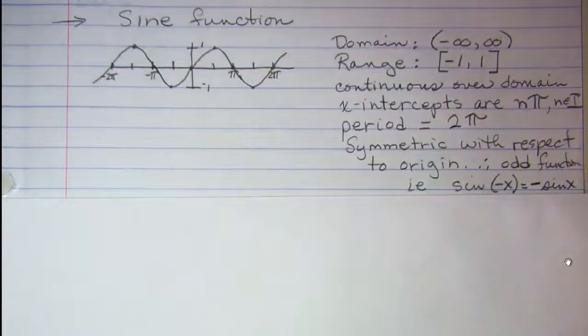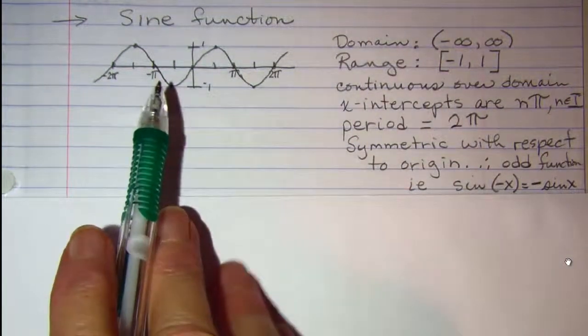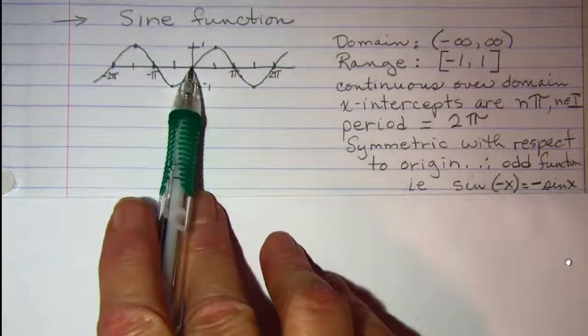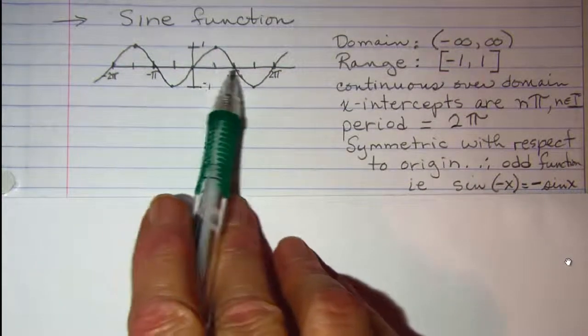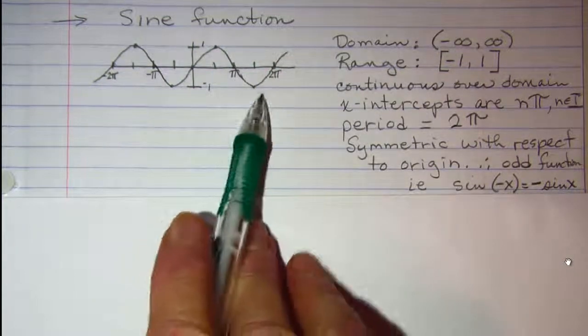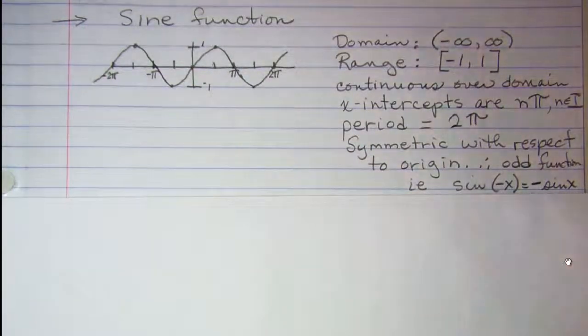Now you can take any two identical points and determine the period. So that's why I usually start at 0. So then whatever this number is, subtracting 0 will tell me what the period is.